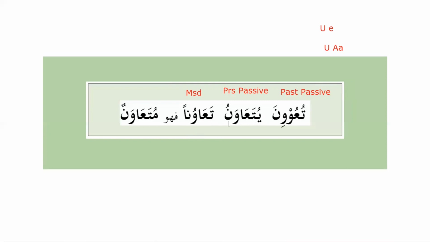So tu'uvina yuta'awanu ta'awunan fahuwa muta'awanun. Now there is a fatha on vaw. Muta'awanun, the one who was cooperated. So this is ism maf'ul. This is ta'awunan is masdar.